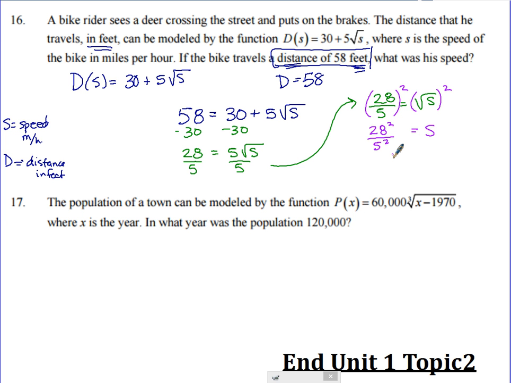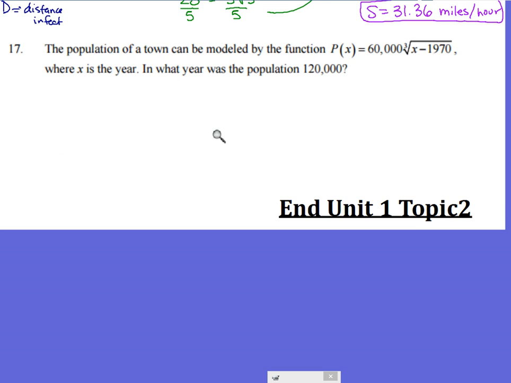At this point, I might pull out my calculator and check that. So the speed is 31.36 miles per hour. Alright, wonderful. We have one last problem, and that is the end of this unit and topic.